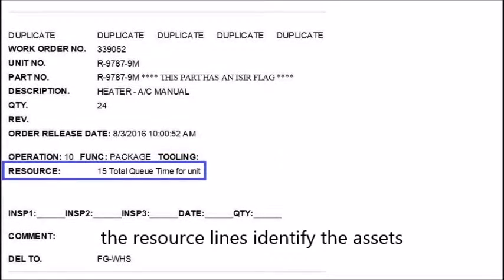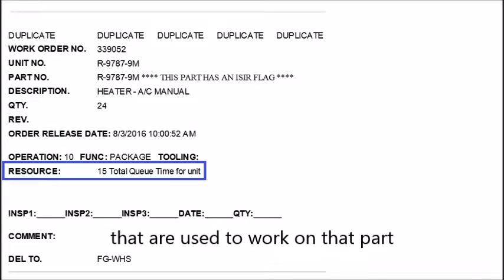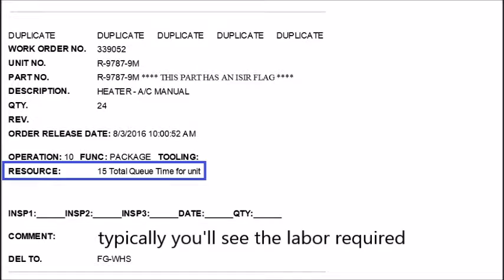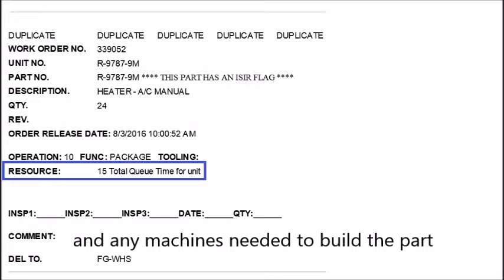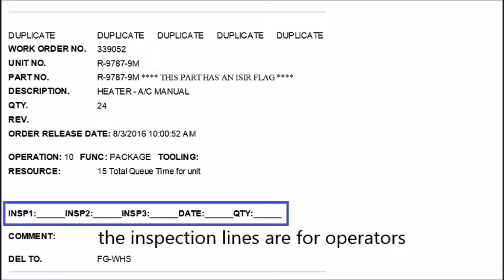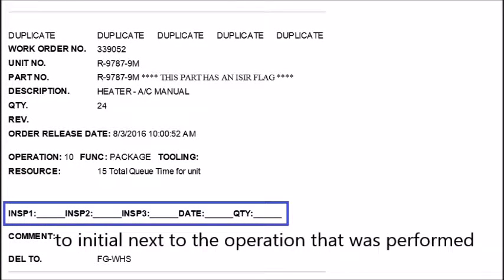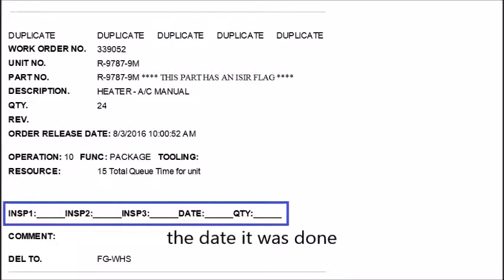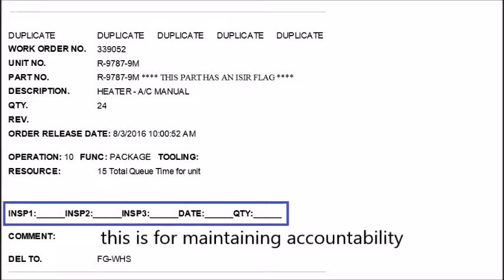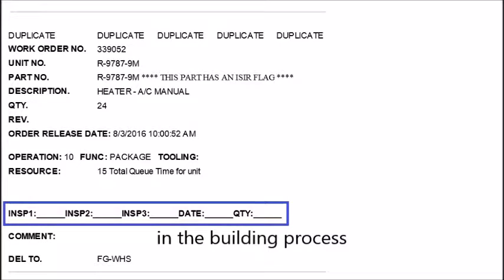The resource lines identify the assets that are used to work on that part. Typically, you'll see the labor required and any machines needed to build the part. The inspection lines are for operators to initial next to the operation that was performed, the date it was done, and the quantity of parts. This is for maintaining accountability in the building process.